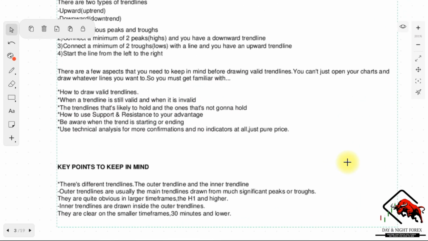And then some other important key points to keep in mind. Basically, there are different trend lines. So we have the outer trend line and the inner trend line.